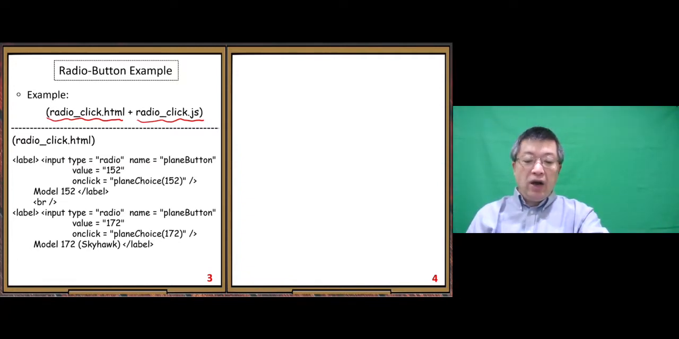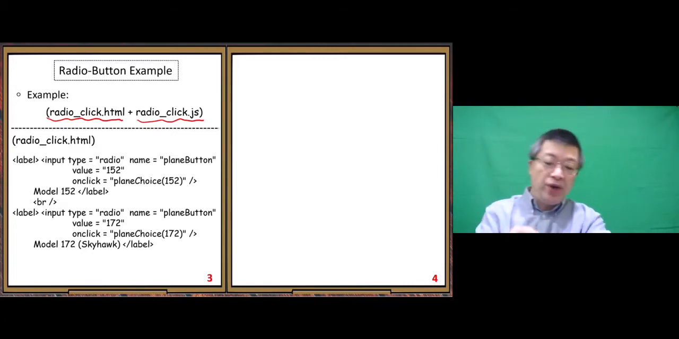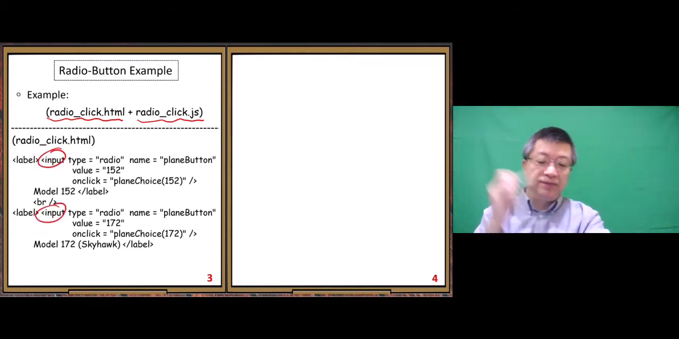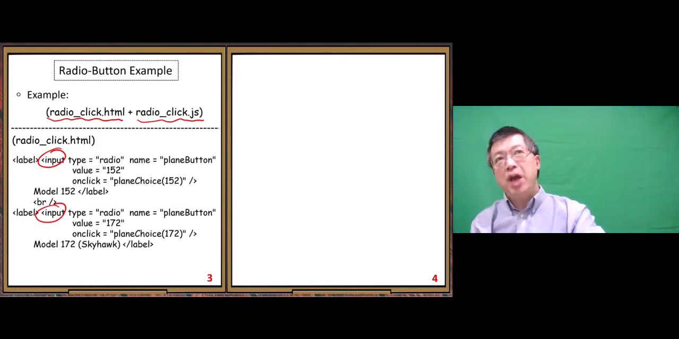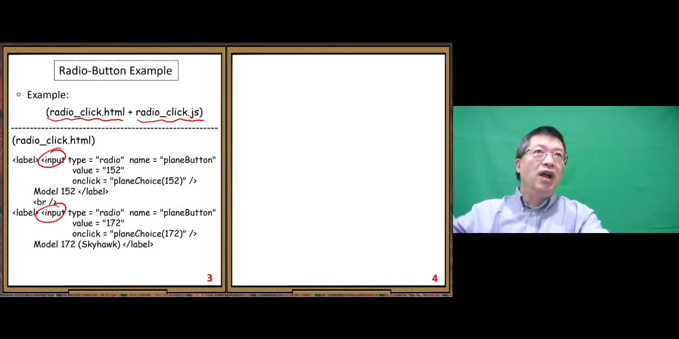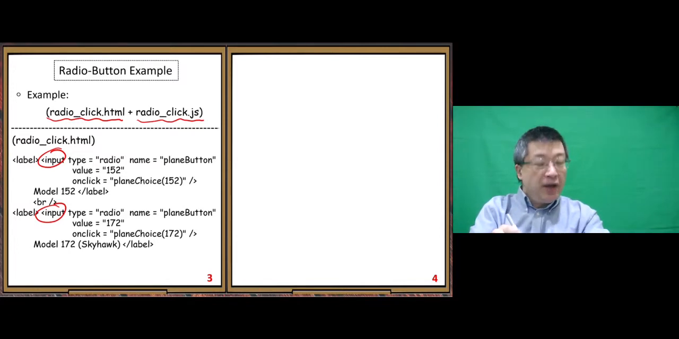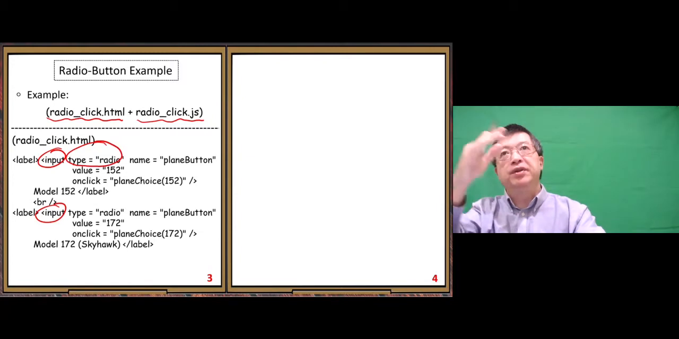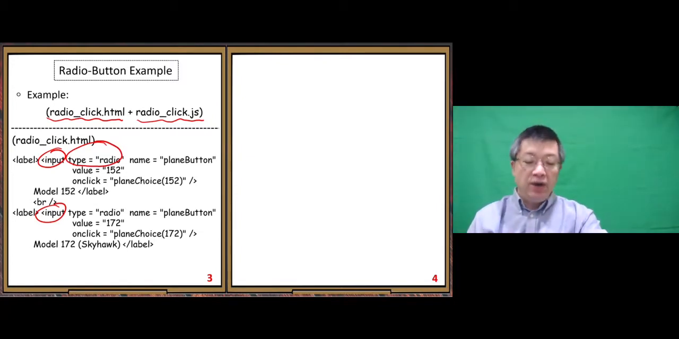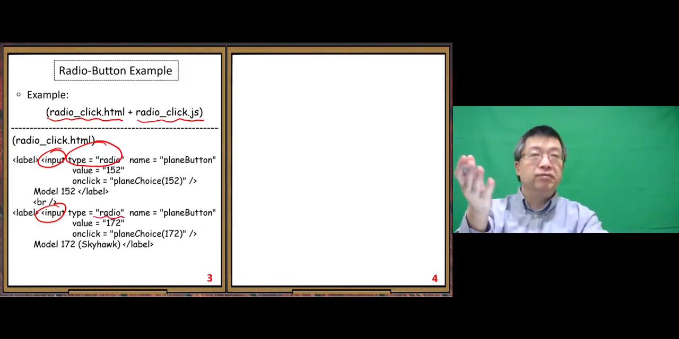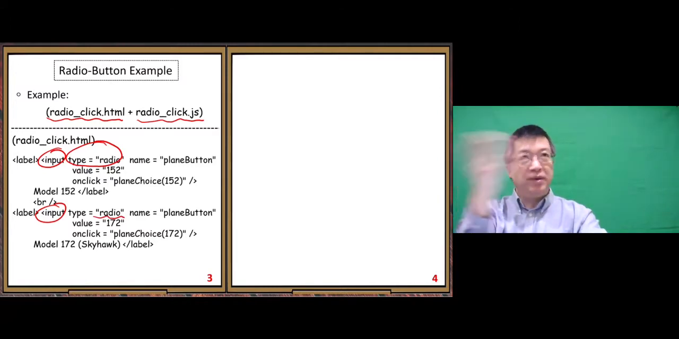From these 2 radio buttons, first you can see we use the input element, the HTML input element. There are many different kinds of input elements, and we use the type attribute to specify different types. Here we use the radio type, radio button. So that's the first.